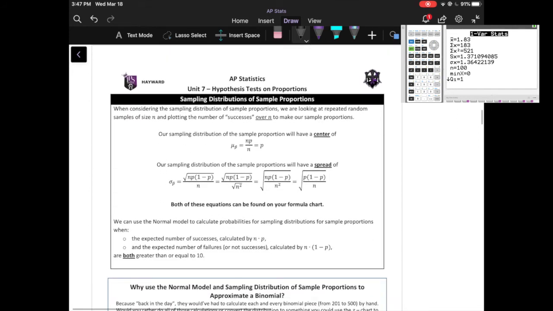Let's move forward. Sampling distributions of sample proportions. When considering the sampling distribution of sample proportions, we are looking at repeated random samples of size n. So in this case, we did 100 trials of size 10. So each time we took a trial, there were 10 M&Ms. Here's the second trial. There's also 10 M&Ms. So this is trial number 1, trial number 2. And plotting the number of successes over n to make our sample proportion. So our success is what we want.